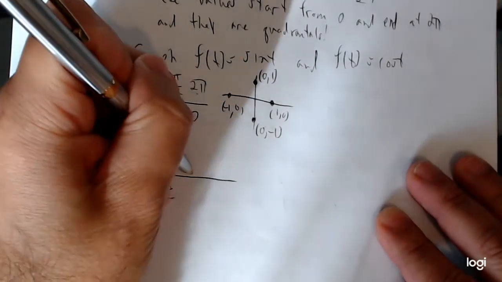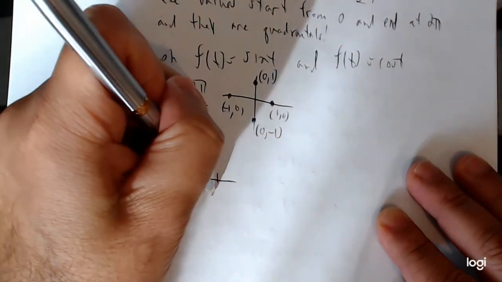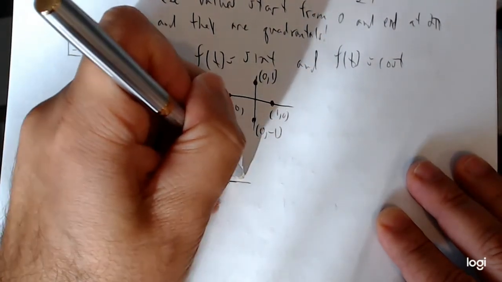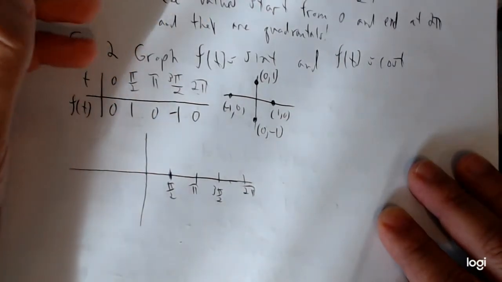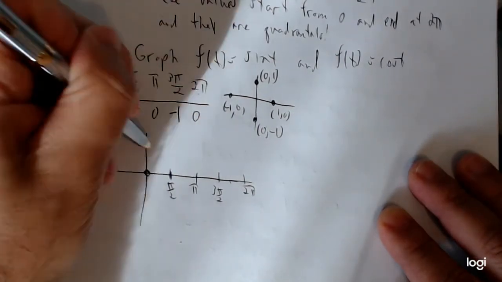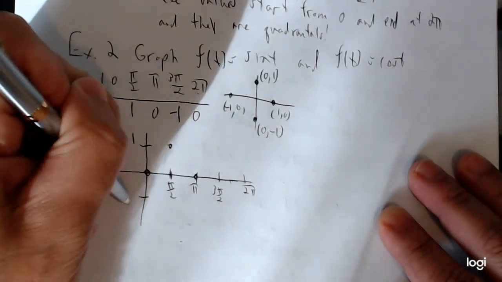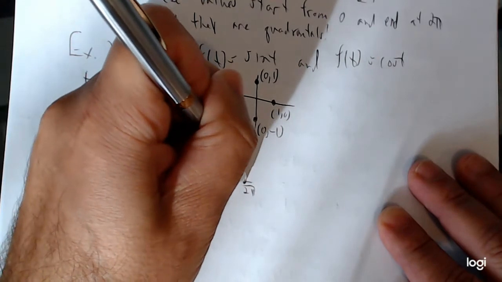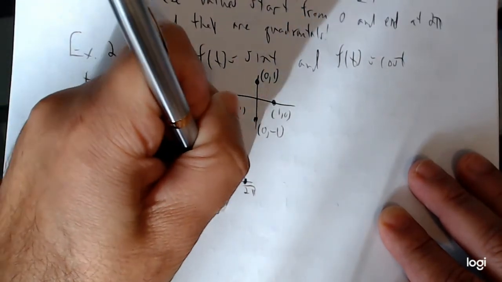So if that's pi over 2, that's pi. Notice how I'm trying to keep my spacing the same. 3 pi over 2, 2 pi. And this will get us one period of sine. So at 0, it's 0. At pi over 2, it has a y value of 1. At pi, it's 0. At 3 pi over 2, it's -1. At 2 pi, it's 0. So now I've graphed one period of sine.